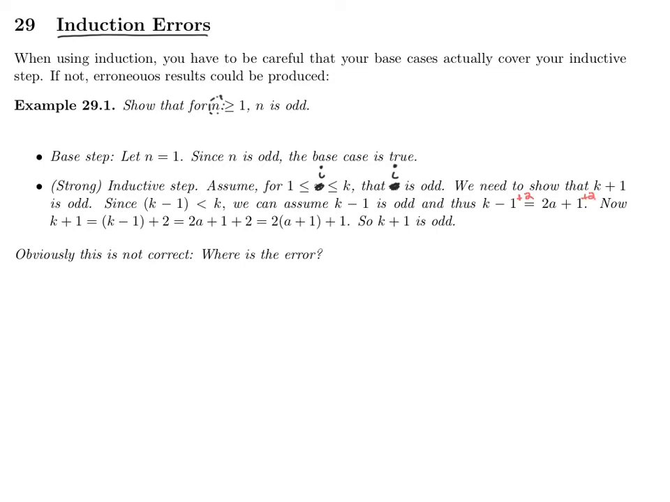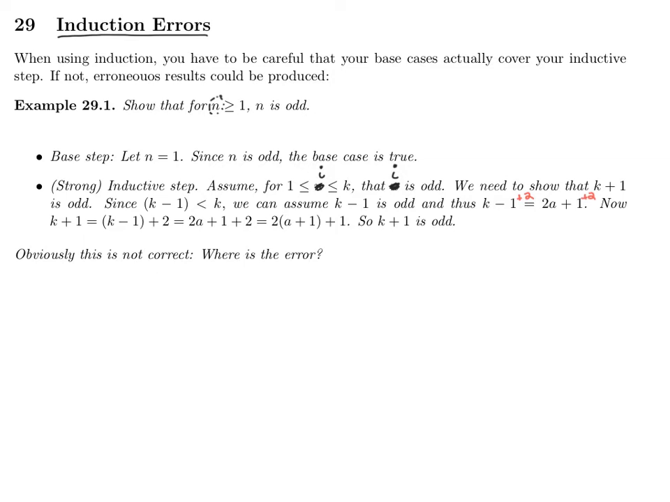And we get k plus 1 is k minus 1 plus 2, which is 2a plus 1 plus 2, which is, if you factor out a common factor of 2, 2 times (a plus 1) plus 1. This guy is indeed an integer, so I've written k plus 1 as an odd number, 2 times (a plus 1) plus 1. So I guess we've showed it. We've showed that every number from 1 onwards is odd. Obviously this is false. Where is the error?